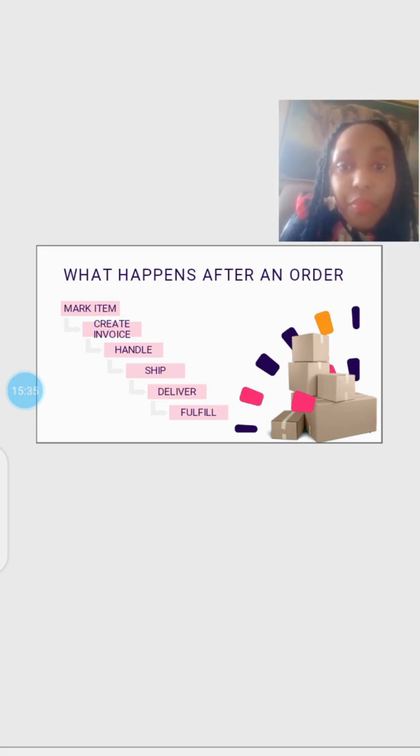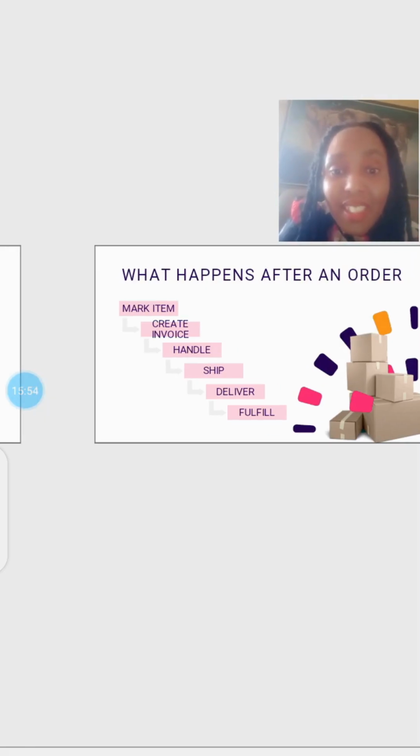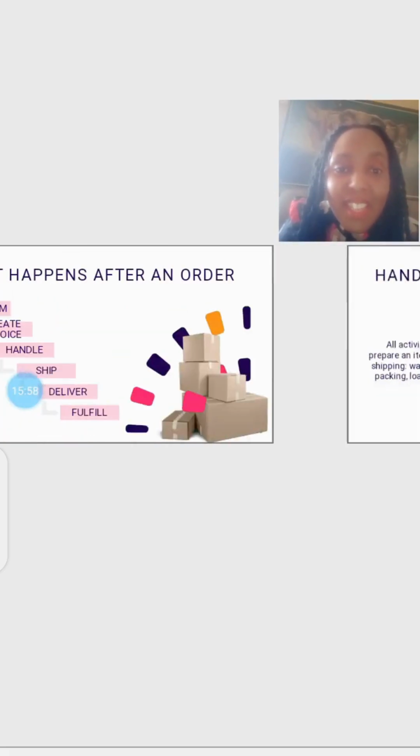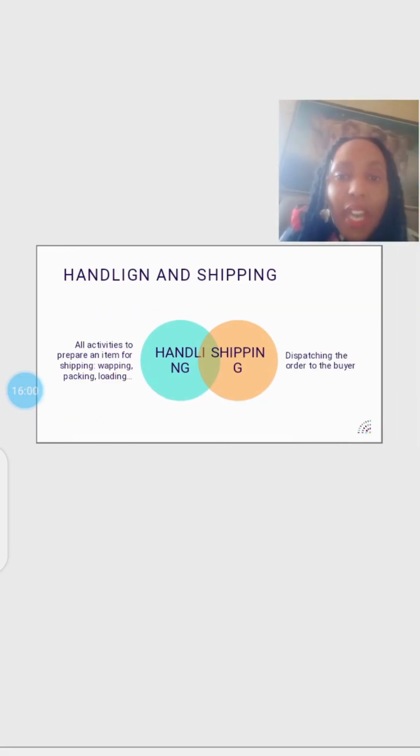Okay. So what happens after an order? Mark item, create invoice, handle, ship, deliver, fulfill. Number one, you need to mark your items. You have to create the invoice. You have to handle. Then you have to ship, deliver, and fulfill. Then let's go to handling and shipping.